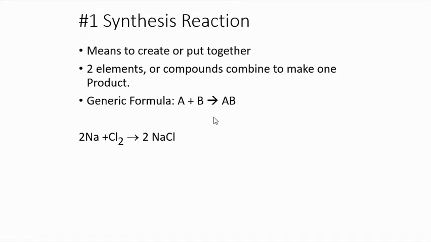Right here, these numbers in front, if we'll remember, these are called coefficients. This is what we're going to use to balance them. So that's all we really needed to know for a synthesis. 2 or more things on the reactant side, only one product. And that makes us a synthesis reaction. Keep on going.